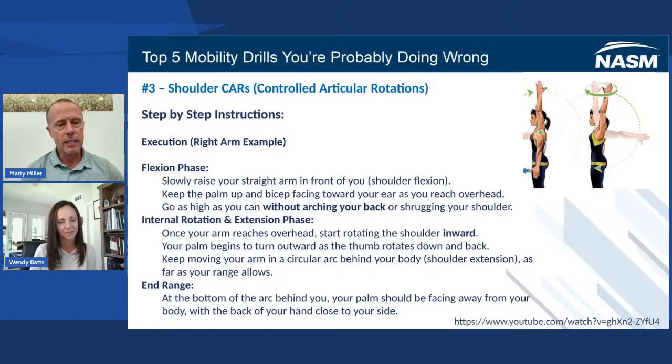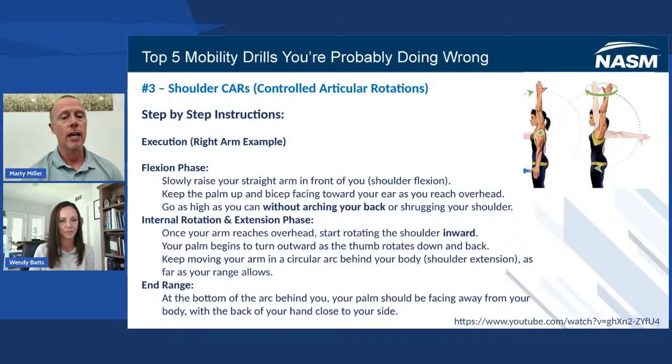So the step-by-step, if we're looking at the right arm, you'll see a picture. Again, this is a sequence of movements, but we'll walk through it. So you start with your arms by your side. And let's just say we're doing just our right arm, for example. You would slowly raise your straight arm in front of you, which is shoulder flexion. You keep that palm up and your bicep facing towards your ear as you reach overhead. So you're going into external rotation.